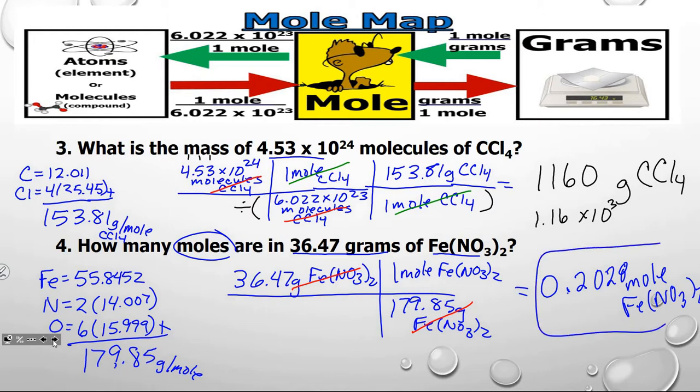I can use any part of this. I can go from atoms to moles or moles to atoms. I can go from grams to moles or moles to grams, or I can use the whole thing. As long as you can do it, you're doing great. Would I have this map on my 3x5 card? Yes. Okay. All right, next part here.